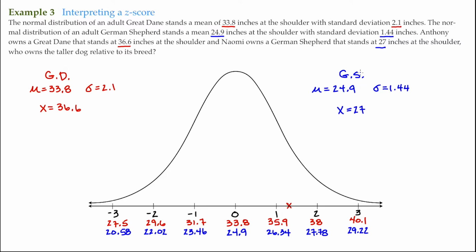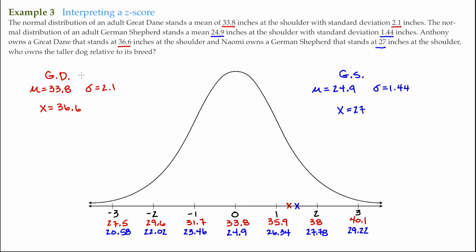We'll do the same for the German Shepherd. Naomi has a German Shepherd that's 27 inches at the shoulder. The average is 24.9, so her dog is also above average. Here's 26.34. Here's 27.78, so it's somewhere in here too. It's hard to pinpoint exactly where. I'm just going to kind of eyeball it, but you know what? It's kind of too close to call. It's hard to tell. So how I can determine for sure is I'll go ahead and find the z-scores for each one.